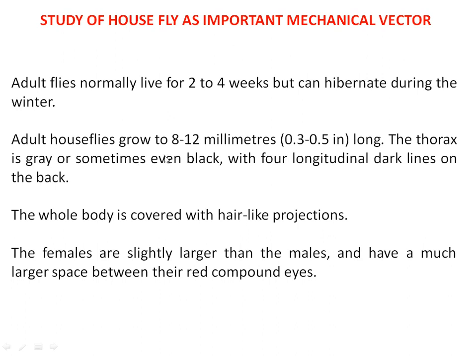Adult houseflies grow up to 8 to 12 millimeters in length. The thorax is greyish in color, sometimes even black, with 4 longitudinal dark lines on the back side. The whole body is covered with hair-like projections. Sensory hairs are present. The females are slightly larger than males and have a much larger space between their red compound eyes. These are the distinguishing features, and sexual dimorphism is also present in the housefly.